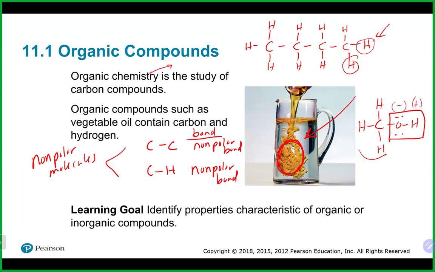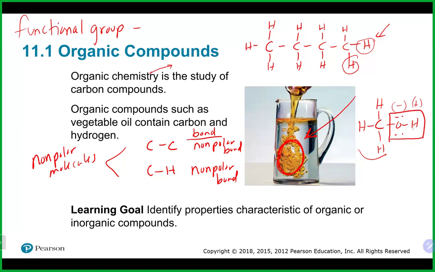So when we swap out, as we'll talk about as we go through these different chapters, some of these hydrogens for other elements, there's usually a certain part of an organic molecule that makes it a specific type of compound. And that is what is sometimes referred to as the functional group. The functional group is pretty much the part of the organic molecule that makes that organic guy a member of a certain type of organic compound.